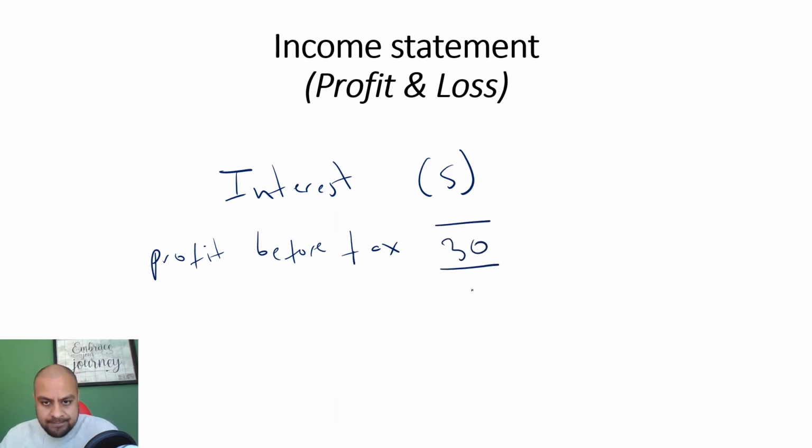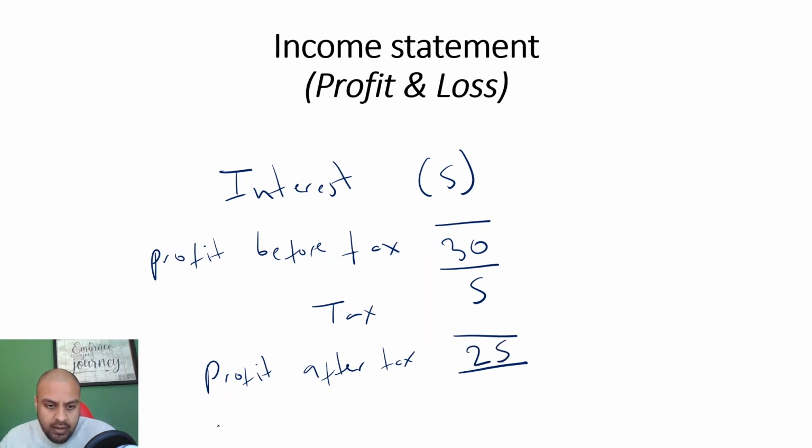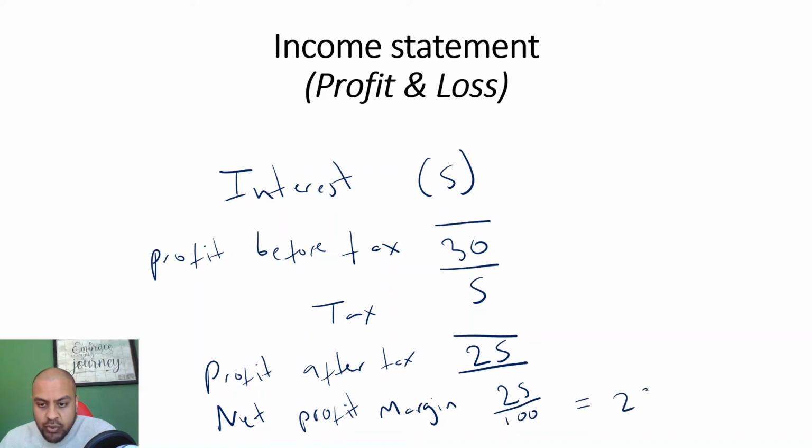Now we also have to pay tax, so let's say the tax is also 5. So profit after tax is going to leave us with 25. That leaves us with a net profit margin, because we paid our tax, we paid our interest, which is our profit after tax divided by our revenue, and it leaves us with 25%.